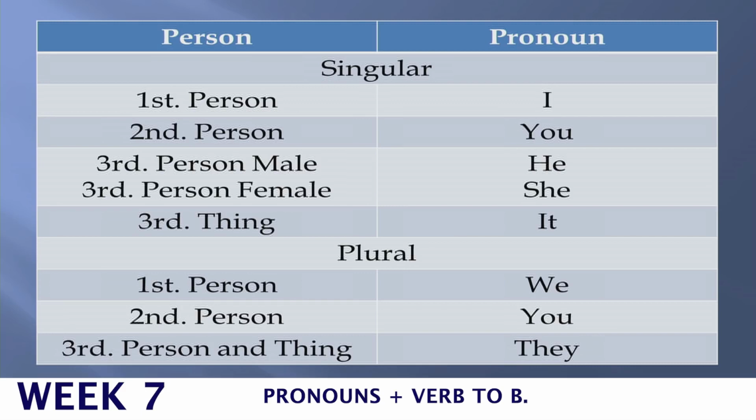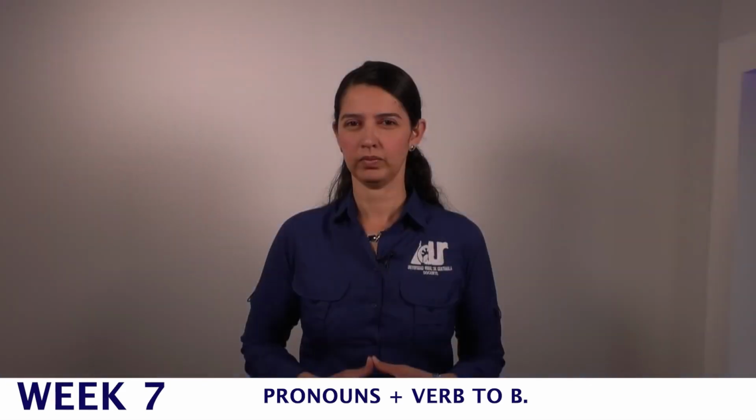In the plural form, we use for the first person the pronoun we. For the second person, you. And for the third person and thing, they. We use different pronouns and we combine them with the verbs.